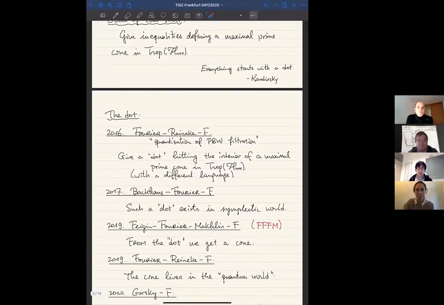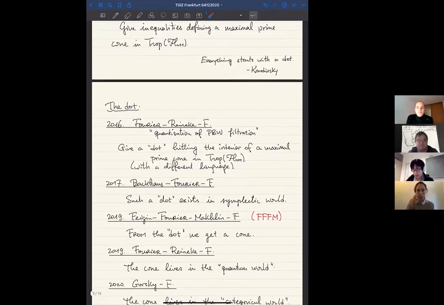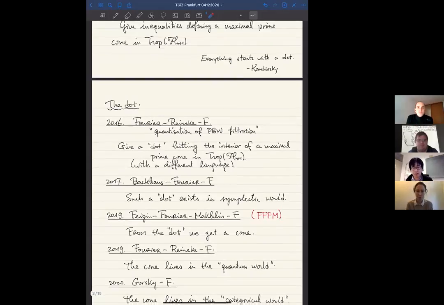We found such a dot exists in the symplectic world. And then starting from this dot, we want to get dot, line, plane, and all these abstract things. And then in this 2019 paper with Evgeny Feigin, Fourier, and Igor Makhlin, we can extend the dot to get a cone from the representation theoretical point of view.